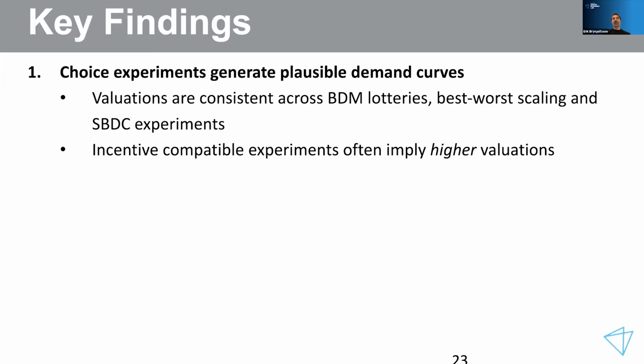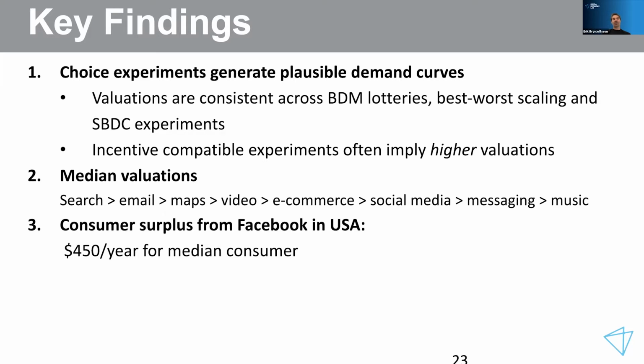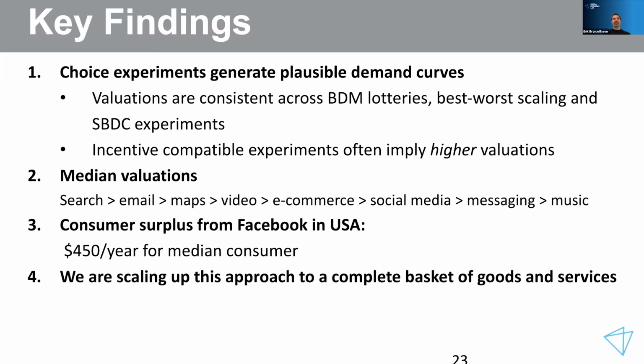So to summarize some of the key findings, we have valuations that are consistent across the different ways of measuring it, whether it's SBDC, BDM, best worst scaling. When we do the incentive compatible ones, I didn't quite show this, but the valuations tend to be somewhat higher when we enforce incentive compatibility, at least for most of the goods we looked at. I'll show you in a minute the ranking of the different valuations of different types of goods. Overall, Facebook worked out to be about $450 a year.